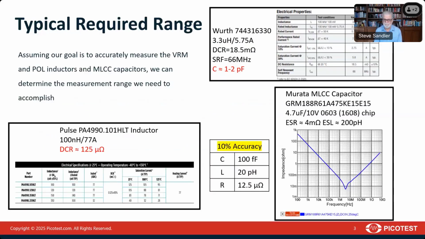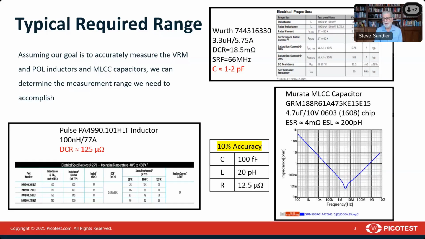But before we can talk about making accurate measurements, we have to define what that means. What are we trying to measure? If we look at typical measurements today, especially in power electronics, we might be measuring inductors or capacitors. Those are probably two really frequently addressed components.